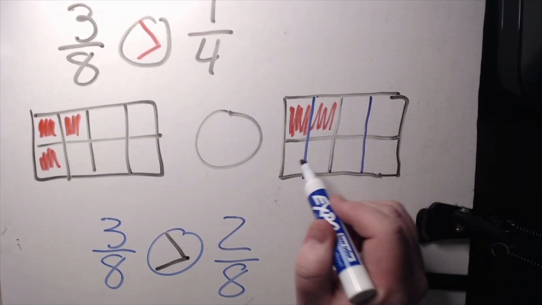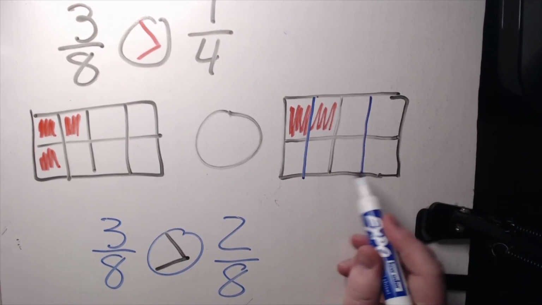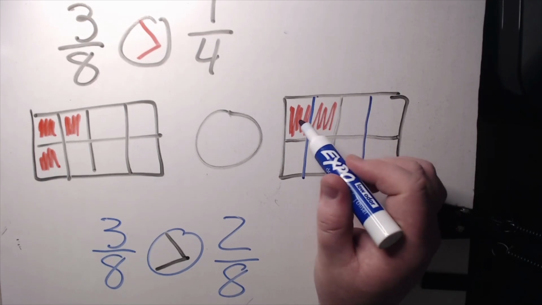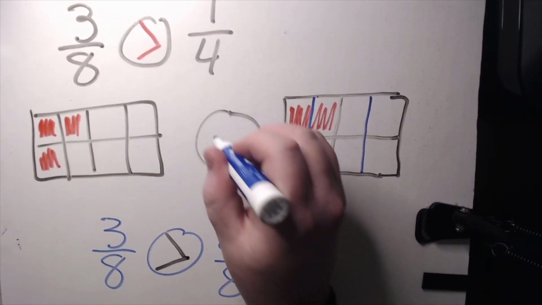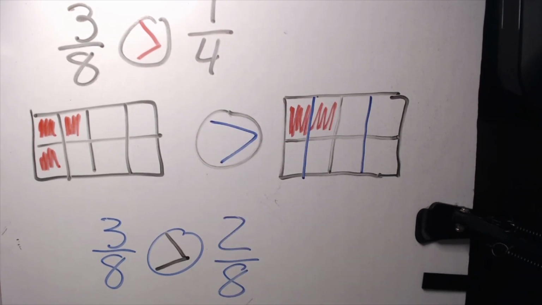1, 2, 3, 4, 5, 6, 7, 8. 8 total pieces. We can see this only has 2 of 8 pieces shaded, and this one has 3 of 8 pieces shaded, confirming that 3/8 is in fact greater than 1/4. And just like that, you solved one problem using common denominators. And you can do that with any problem, as long as you get the denominators to be the same number.